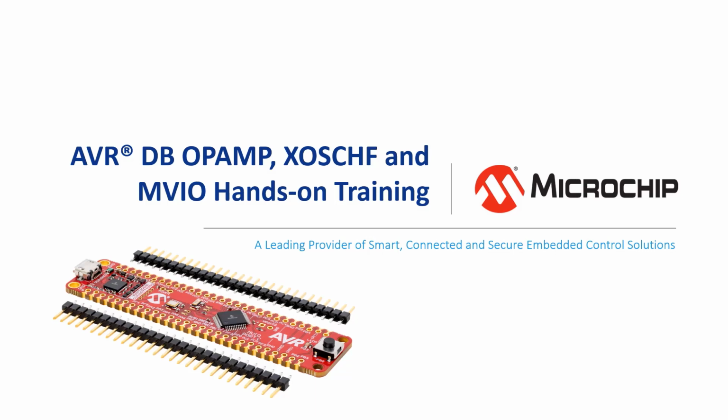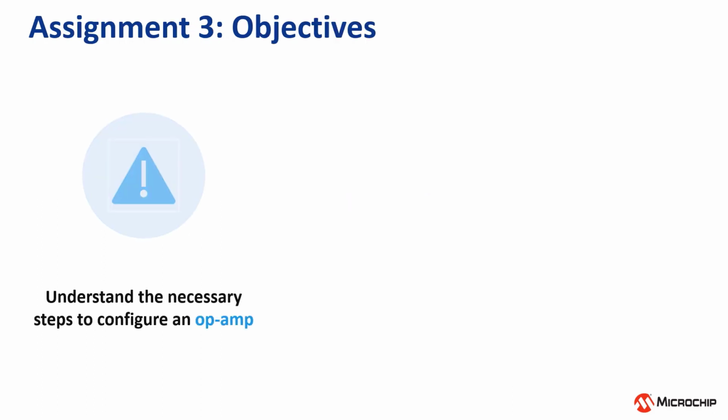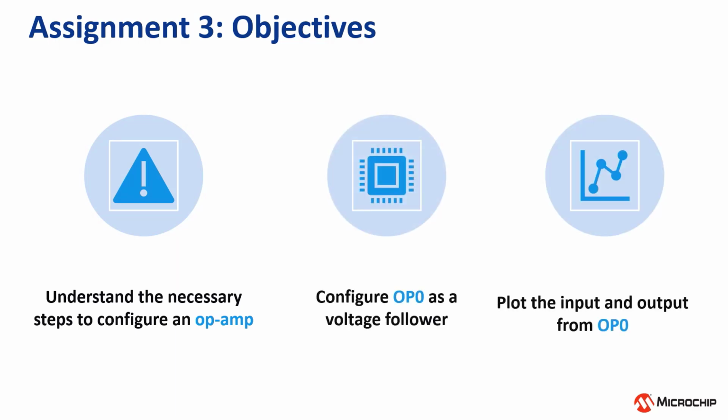The main focus of assignment 3 will be the analog signal conditioning peripheral, also known as op-amp. The op-amp peripheral consists of 3 operational amplifiers, or op-amps, 1 resistor ladder per op-amp, as well as multiplexers to create a wide variety of op-amp configurations. The objective of assignment 3 is to understand the necessary steps to configure an op-amp, configure op-amp 0 as a voltage follower, and plot the input and output of op-amp 0 using the data visualizer.